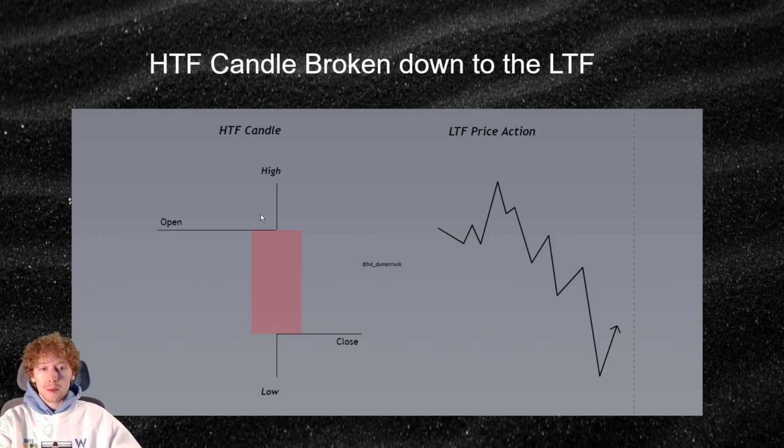But this is what we're going to be looking at here. This is an example of open, high, low, close. So this is a bearish candle. We had the opening price of this candle here. We went up, we created the high, and then price went down, created the low, and then we retrace up and closed.